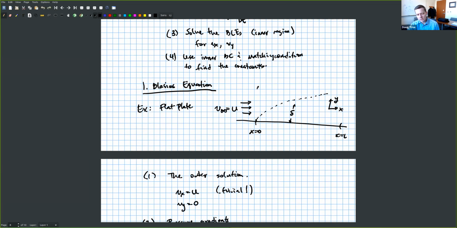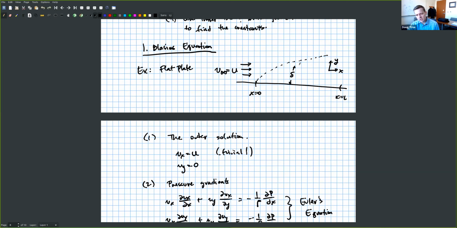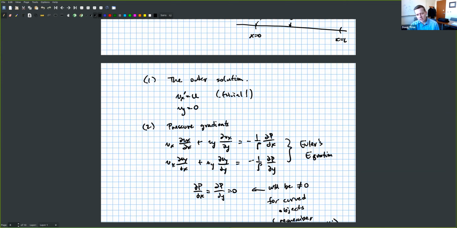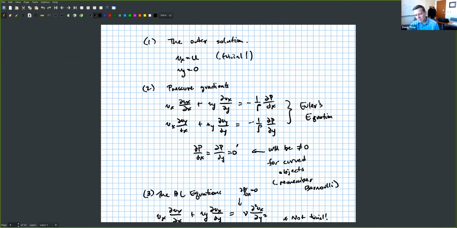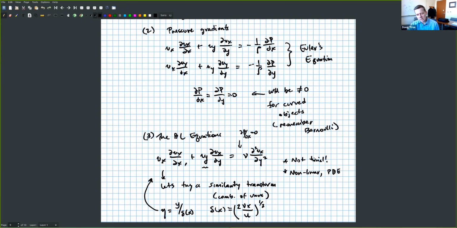So we said the outer solution was trivial. It was just U over the flat plate far away in the Vx direction, and in the Vy direction 0. We could find the pressure gradients, they were 0. So that made our life easier. And we got simplified boundary layer equations when dp/dx was 0, where now we only have the convection terms and the viscous term on this side.